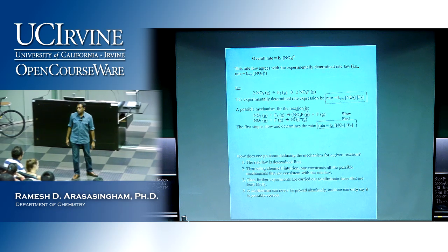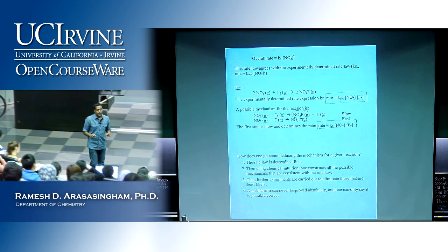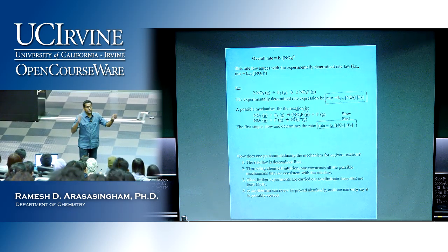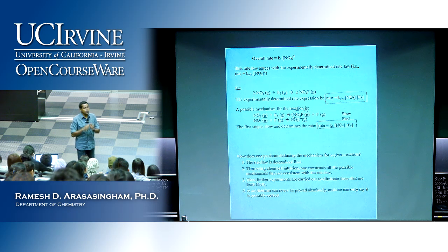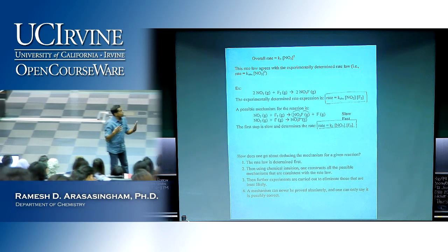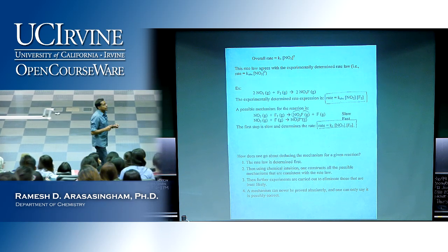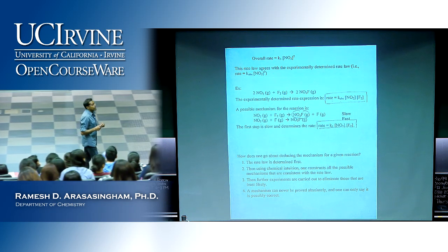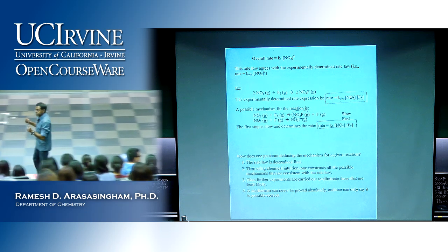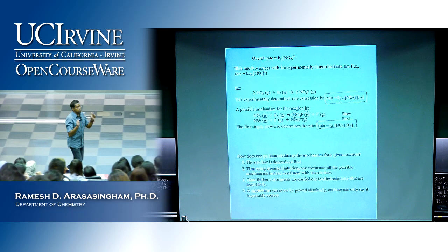The first thing you do is you go to the lab and you measure the experimental rate law. So you either measure rate versus concentration or concentration versus time and use the integrated rate law and make 3 graphs and figure out what the rate law is. All right? So that's done by experiment. So the first step is to experimentally determine the rate law.